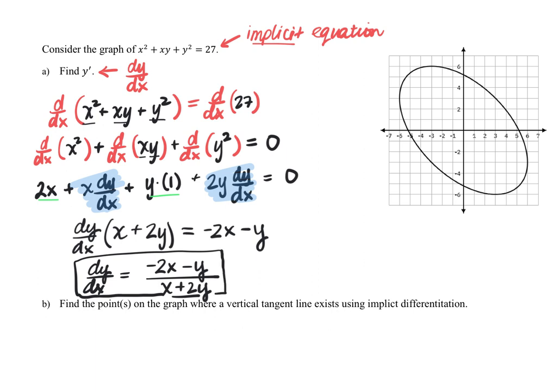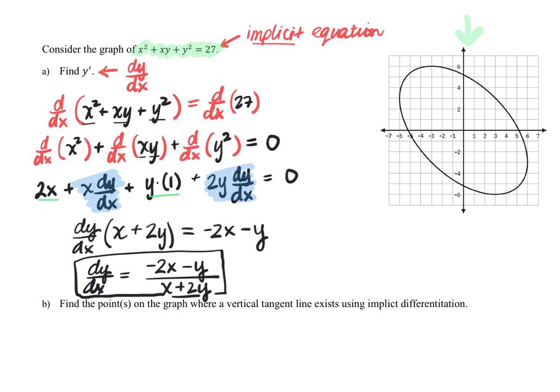Now this is our general derivative. You'll notice it is in terms of both x and y, which is not surprising since the original equation was an implicit equation. And this is the general equation for the slope. That's what the derivative is, right? The slope of the tangent line. So this is the general equation for the slope at any point on the curve. Now you'll notice the original equation, x squared plus xy plus y squared equals 27, created a rotated ellipse that I graphed for you here in Desmos.